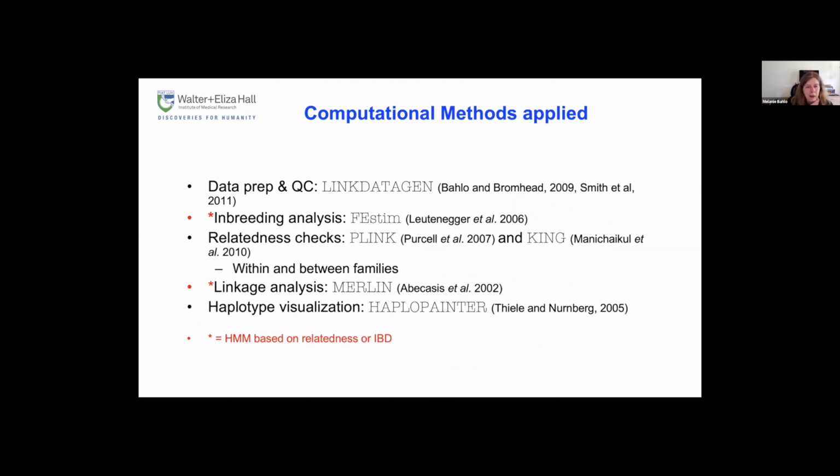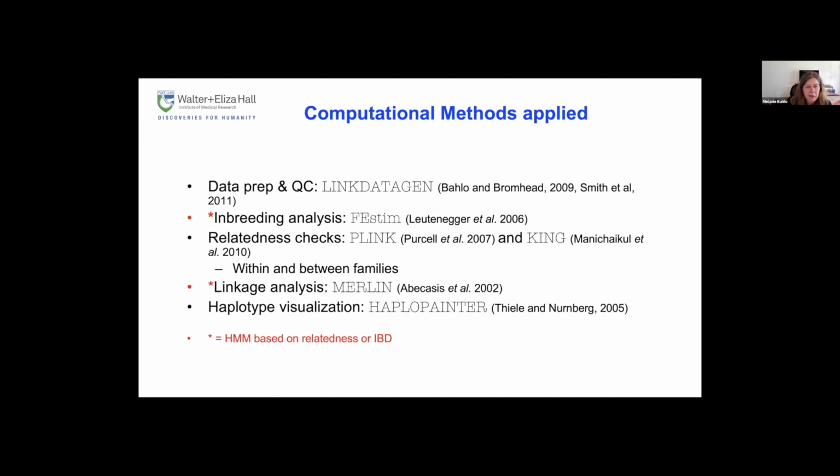We do an inbreeding analysis with something called FSTIM, which was developed by Anne-Louise Leutenegger, who did a PhD with Elizabeth Thompson, whom I mentioned previously. This is another hidden Markov model utilizing very much the same framework as I introduced at the start of the talk. But this time you're looking for regions that are homozygous by descent.